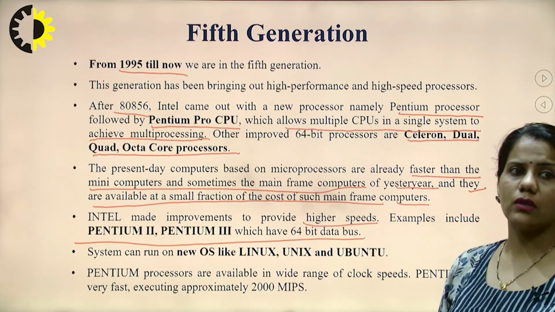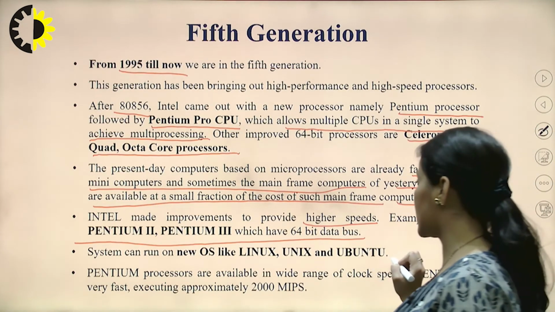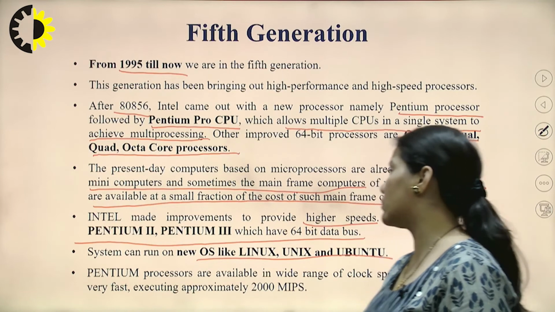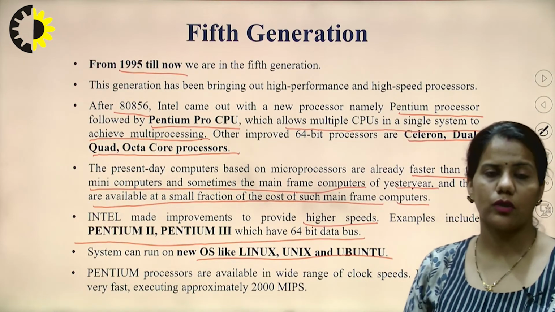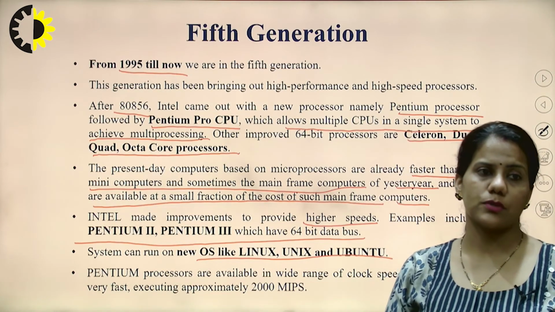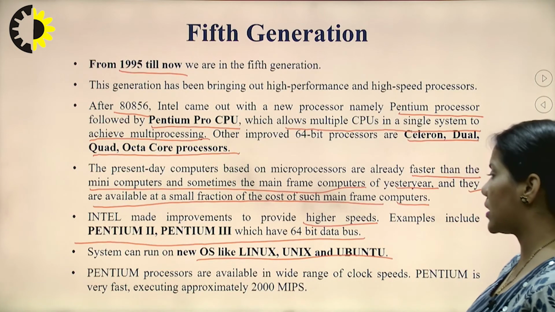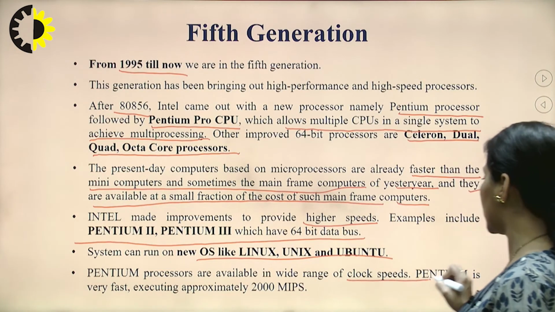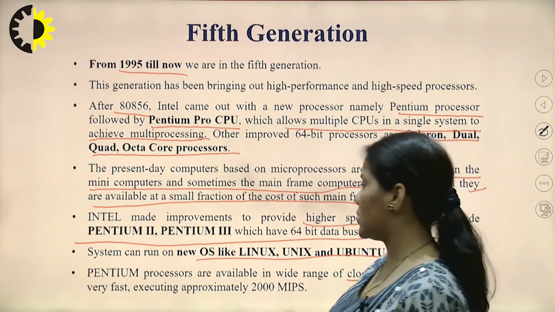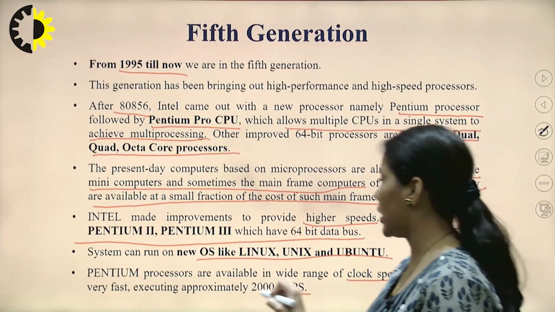The system can run on new operating systems. This is another feature. Linux, Unix and Ubuntu can be supported on the latest microprocessors. Pentium processors are available in a wide range of clock speeds. Pentium is very fast, executing approximately 2000 MIPS.